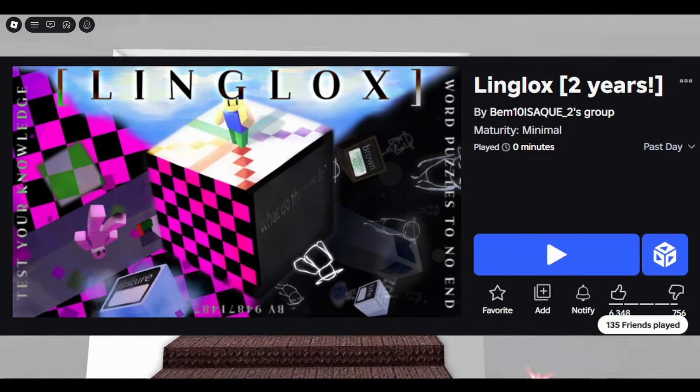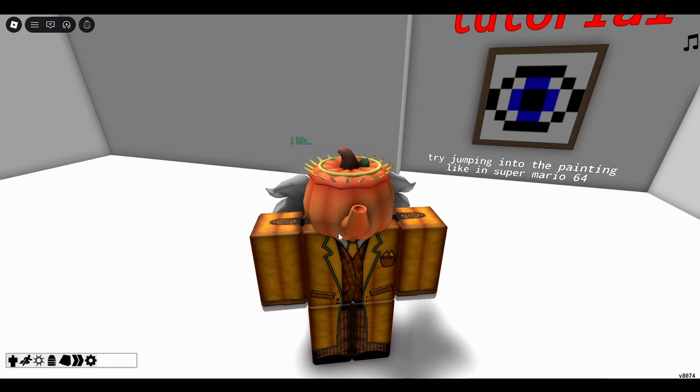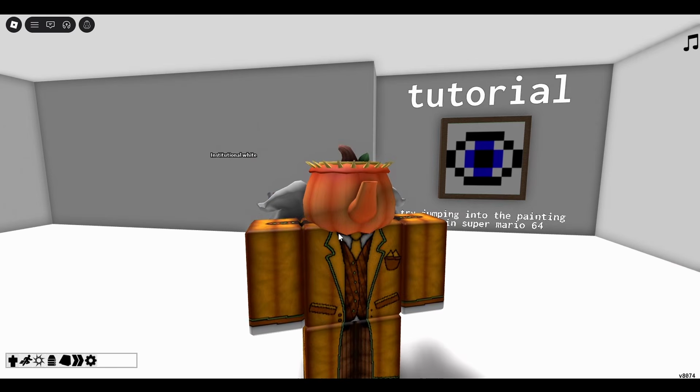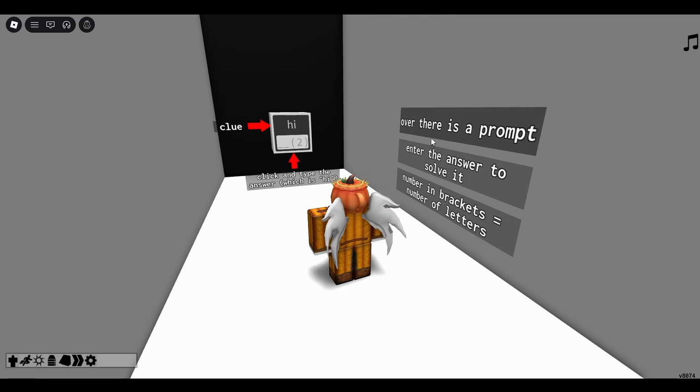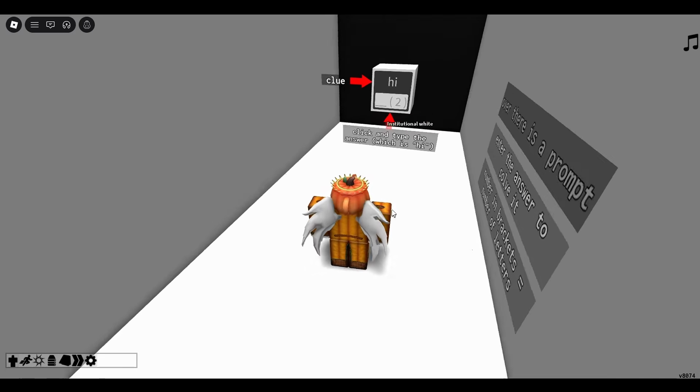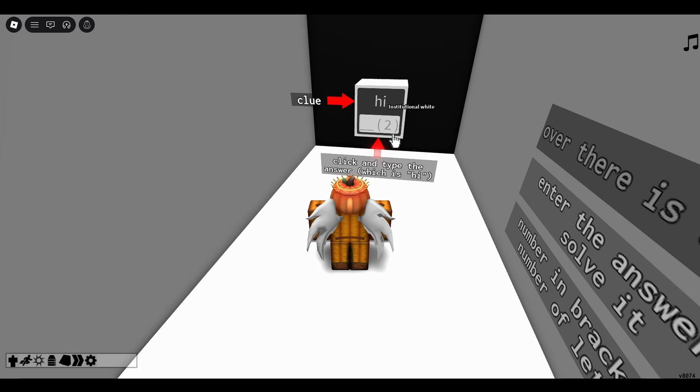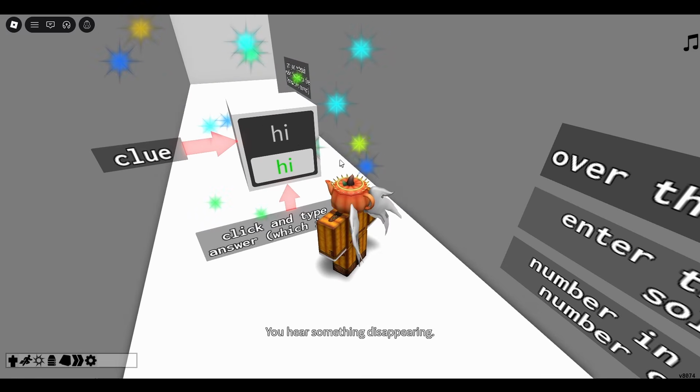Okay, this is Linglox. So you might be wondering, how does this game have like 10,000 puzzles in it? Find prompts, that is puzzles, and solve them. Over there is a prompt. Enter the answer to solve it. Number in brackets equal number of letters. So it says hi. Click and type the answer, which is hi. This means that middle white is repeat the word for the answer.